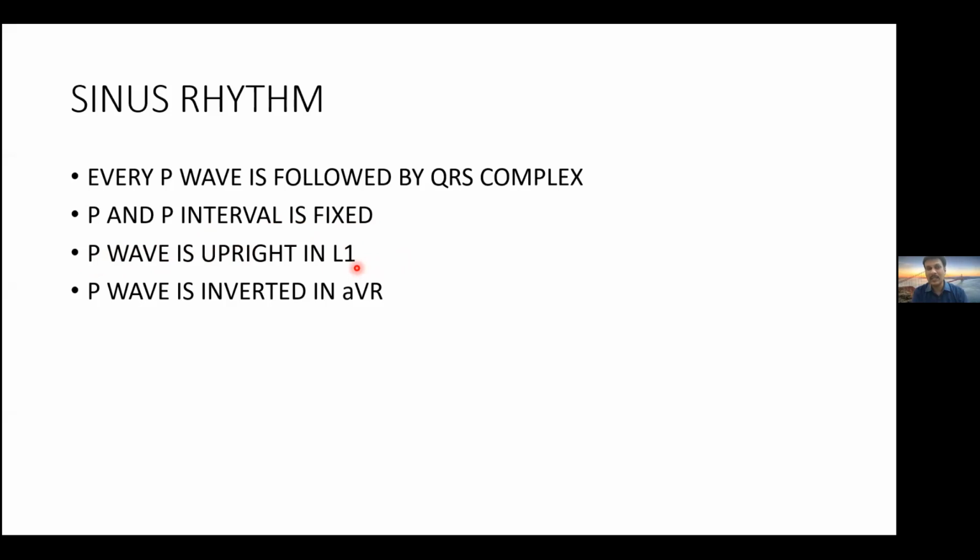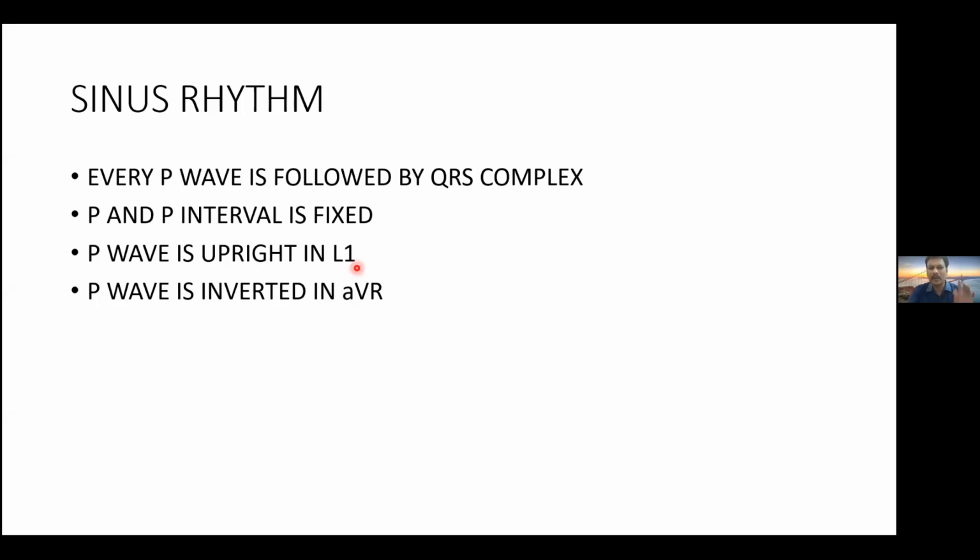So now you understand lead 1 is at 0 degrees. You have the SA node close to AVR, that is the right upper limb. So from the right upper limb to the left upper limb, the ECG current is flowing. It means the P wave will always be upright in lead 1, whereas the P wave will always be inverted in AVR because it is away from AVR. This is the reason why, in every ECG, you look at all these things, and if they are there, you call it sinus rhythm. So this is what we saw last class.